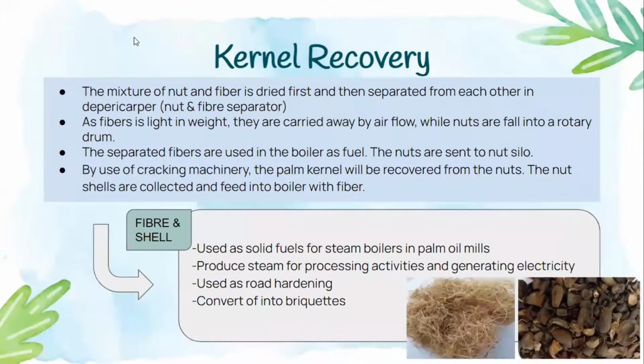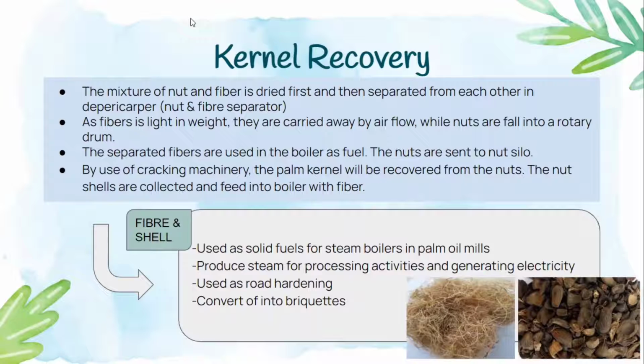What is kernel recovery? In kernel recovery, the mixture of nut and fiber is dried first and then separated from each other in a depericarper, called a nut and fiber separator. The fiber is light in weight and is carried off by airflow, and the nut will fall into a rotary drum. That's how the fiber and the nut are separated. The fiber is put in the boiler as fuel and the nut is put in the silo.